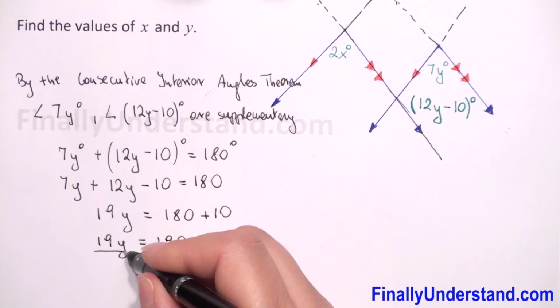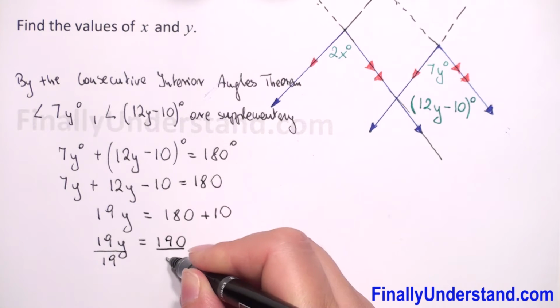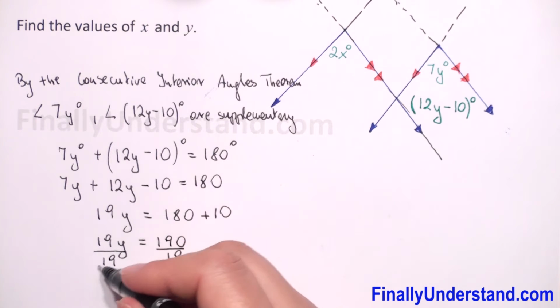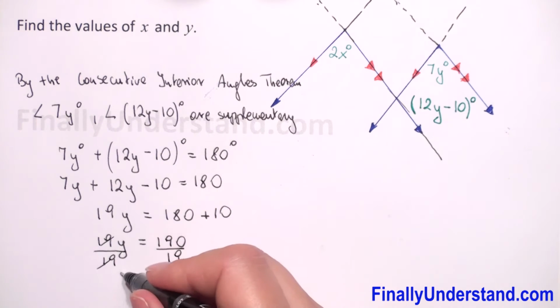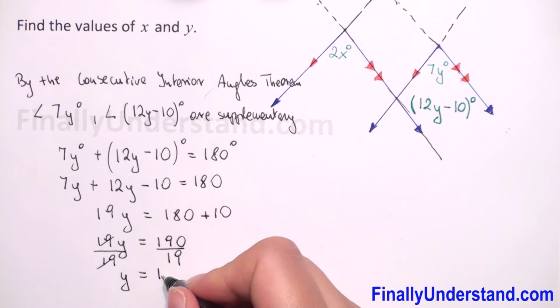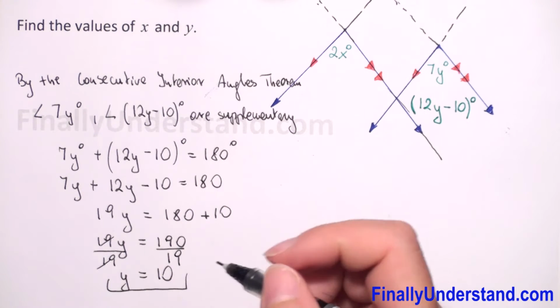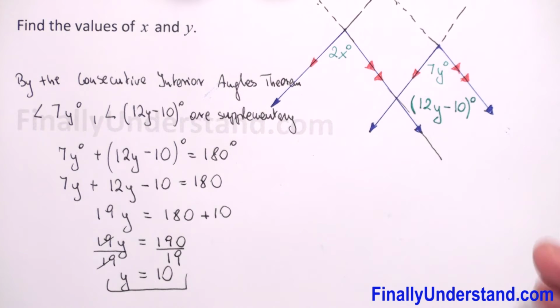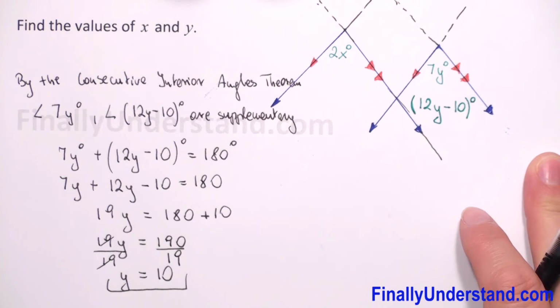Now we can divide by 19 both sides. So 19 we can reduce, and we have that y is equal to 10. We found y. Now we have to find x. Let's see what we have here.